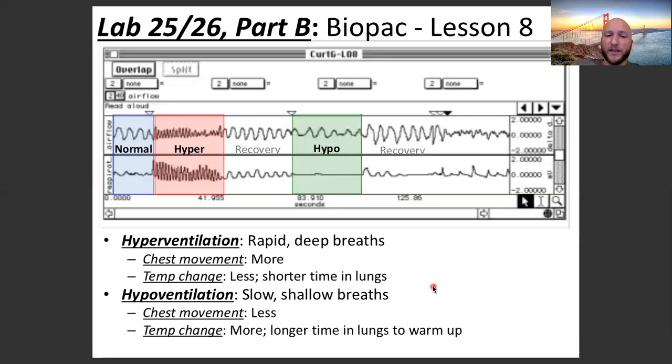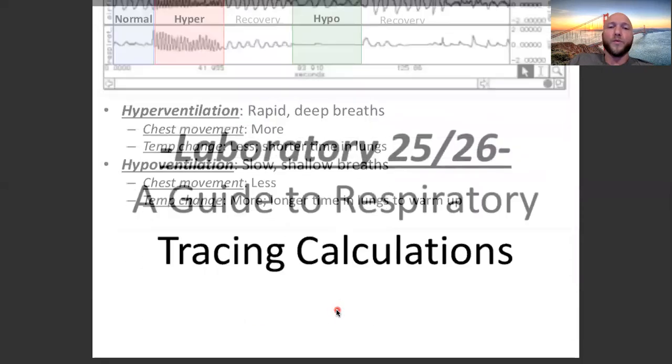With hypoventilation, we have less chest movement. We actually have more of a temperature change though, and it's because the air is in our lungs longer, so there's more time for heat to move into the air. It's like keeping the chicken in the pan a little bit longer. There's more time for that heat to move from our body into the air. So there's actually more of a temperature change with these slow, shallow breaths because the air is in our lungs longer. There's more time for heat to transfer. There's more time for it to warm up.